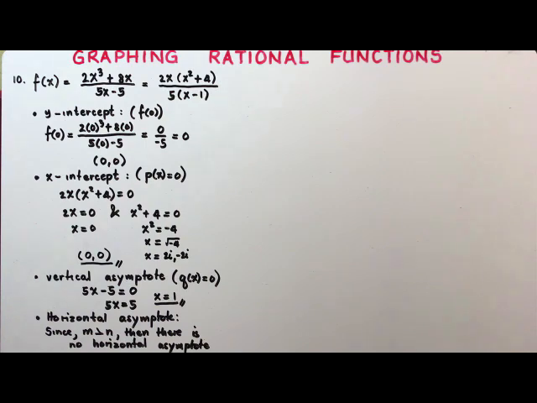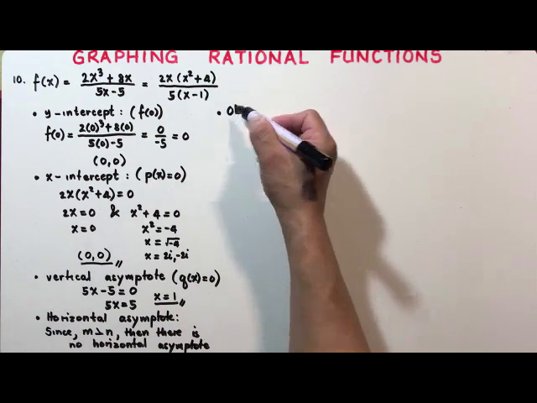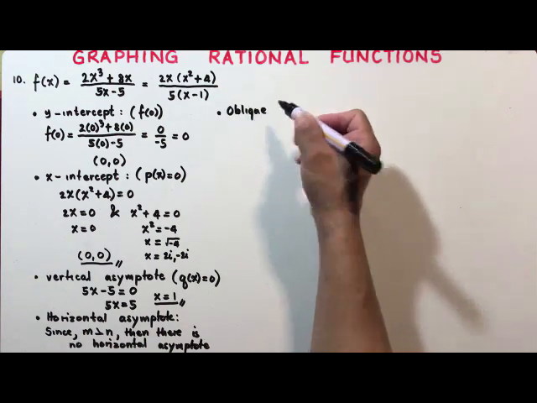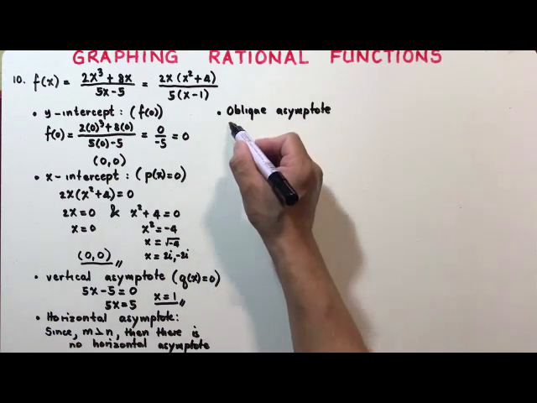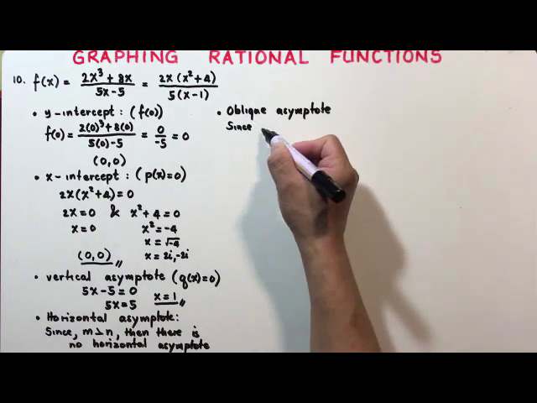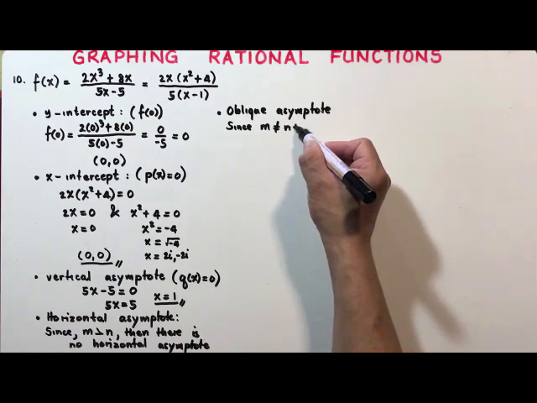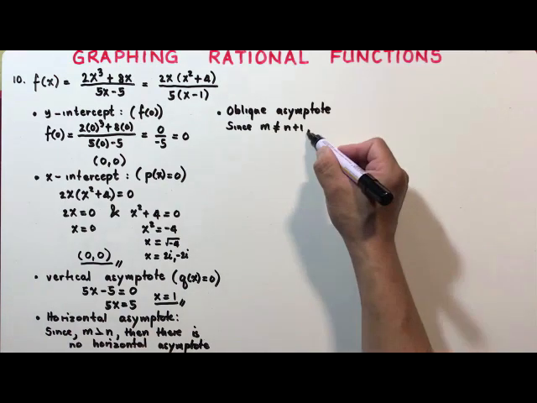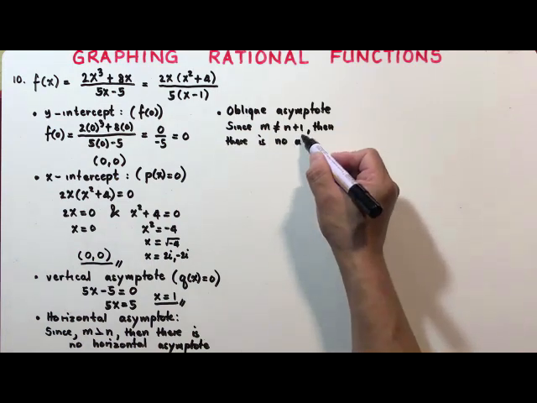Now that we don't have a horizontal asymptote, we may check whether there is an oblique asymptote here, or the slant asymptote. Now, since the degree of the numerator is 2 more than the degree of the denominator, then there is also no oblique asymptote. So we say here, since the degree of the numerator is not 1 degree higher than the degree of the denominator, then there is no oblique asymptote for this graph.